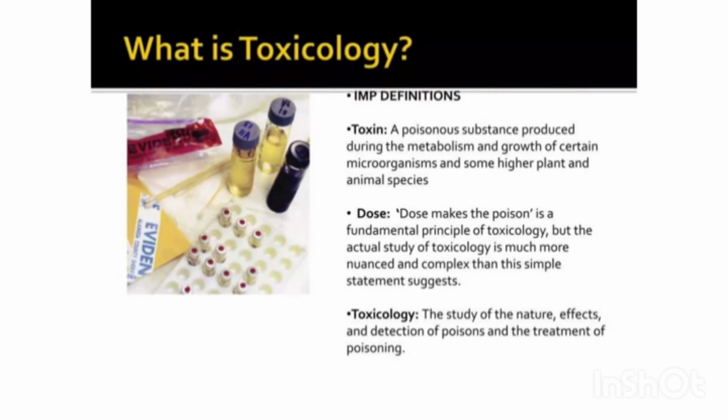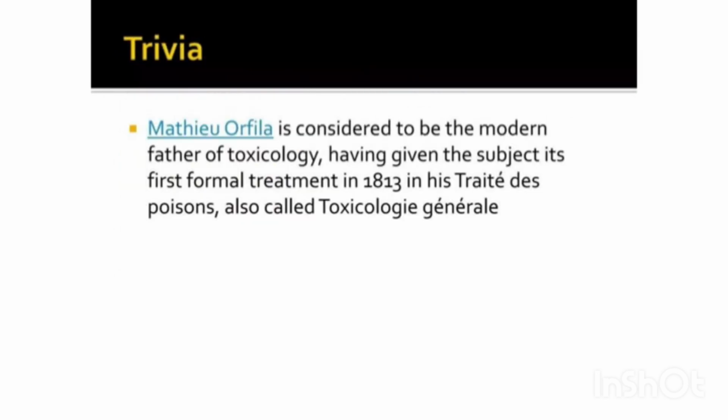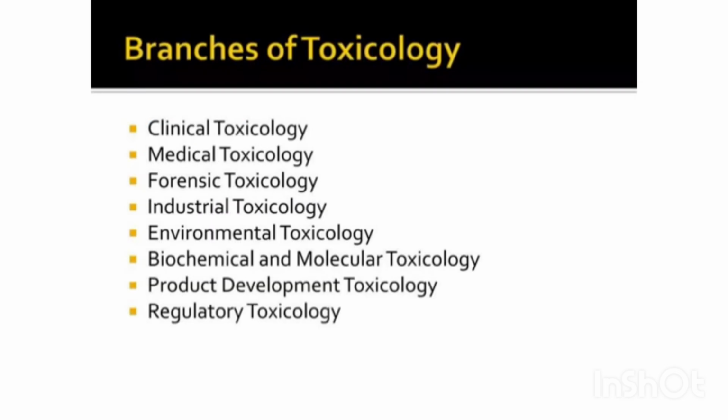It is all about toxins, which can also be called poisons. A toxin is a poisonous substance produced during metabolism, which may come from a microorganism or from some chemicals, in a plant, an animal, or a human being. In toxicology, we study the toxin, and the father of toxicology, Matthieu Orfila, gave the definition for toxicology. Then it is all about the terms, the definitions, and the branches also.